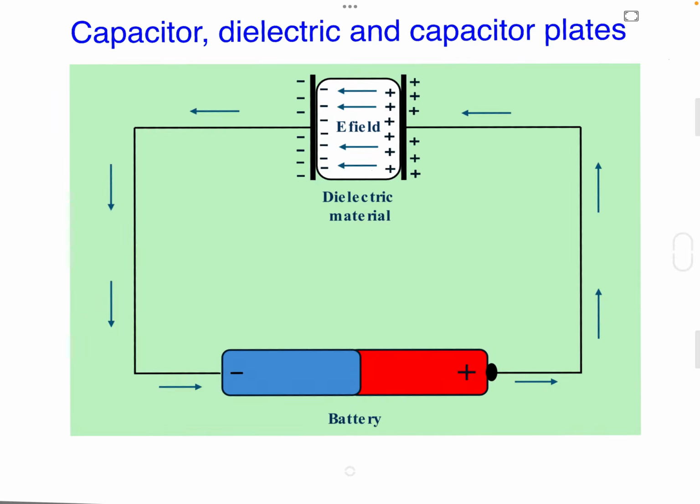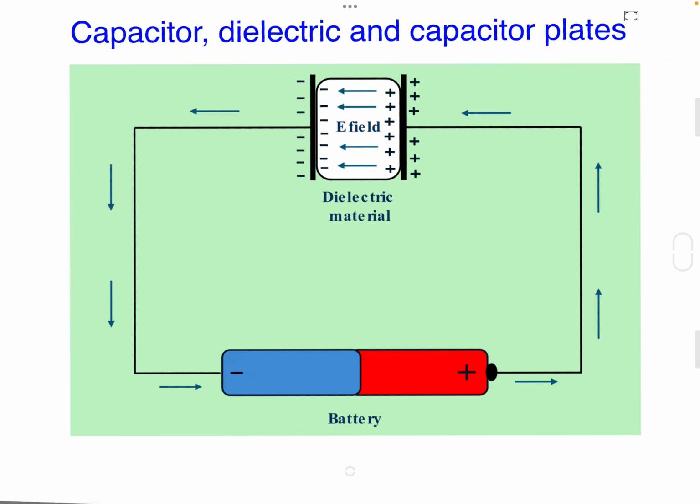Hello everyone. In this video, I will talk about the basic physics terms: capacitors, dielectric, and capacitor plates. If you want to learn Maxwell's equation, special equation number 4, you should be able to understand these terms because they are very highly related to each other. You should know what capacitors are, what dielectrics are, and so on. All right, let's go ahead and get started.